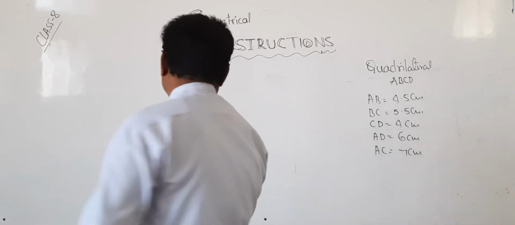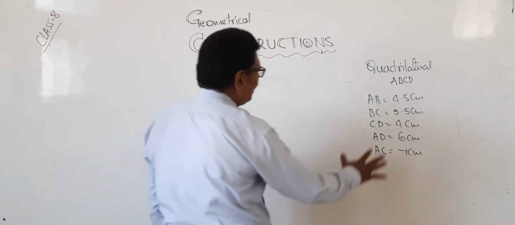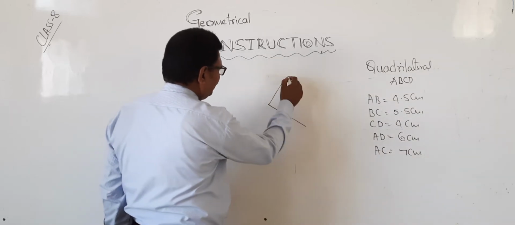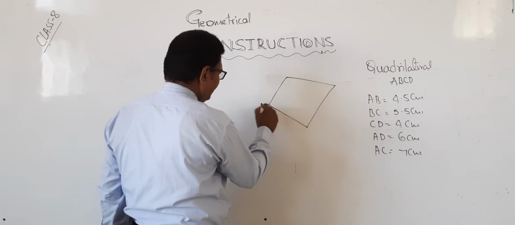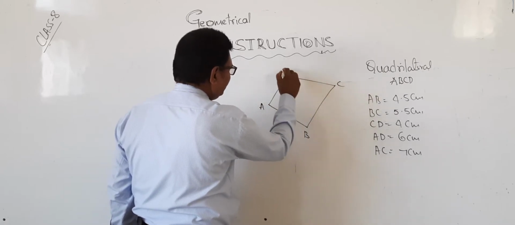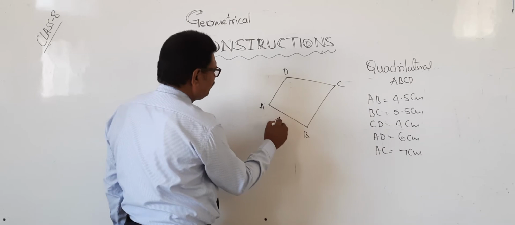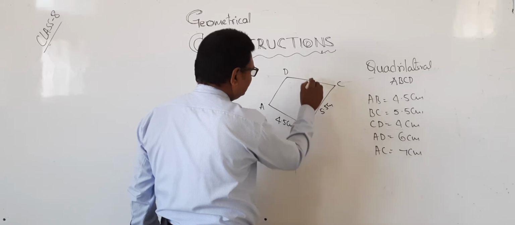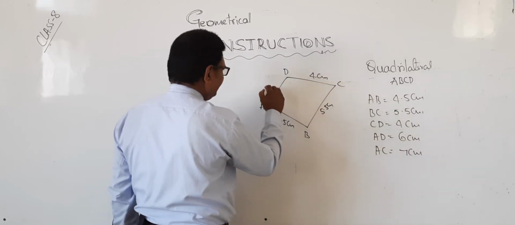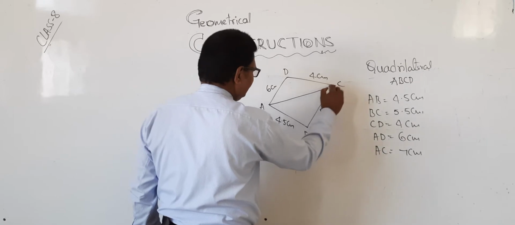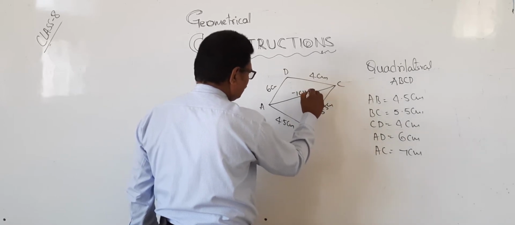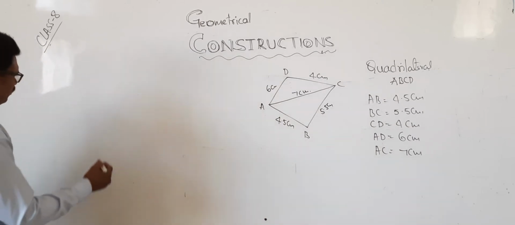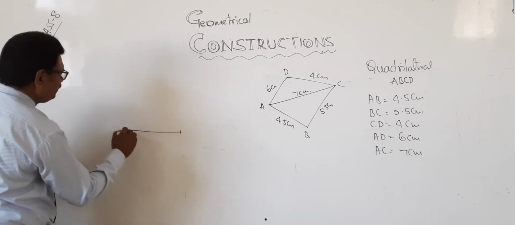Clear? Right. Now see, first problem, quadrilateral ABCD. Always you should draw a rough figure, however it may be. A, B, C, D. AB is 4.5 centimeters, BC 5.5 centimeters, CD 4 centimeters, AD 6 centimeters, and AC 7 centimeters. Whichever base you want, you can take. Now I will take AB as base. Start with AB fast. Be quick.